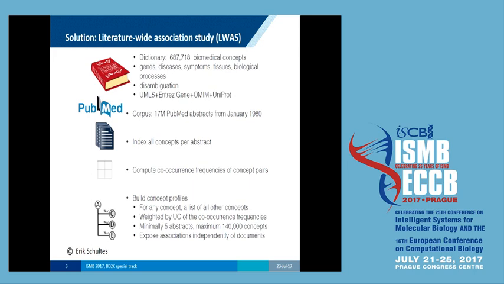So for any concept, that would be a list of all other concepts that are related to it, weighted by the uncertainty coefficient of the co-occurrence frequencies. We have a minimum of 5 abstracts for creating a concept profile and a maximum of 140,000 concepts represented in the profile. So this allows us to expose associations independently of the documents that they come from.